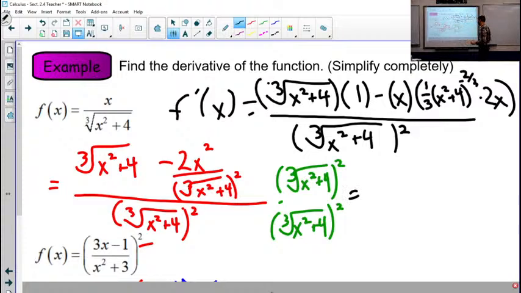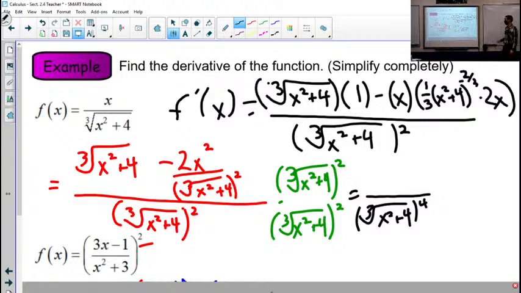All right. So over here, well, first of all, on the bottom, we're going to have the cube root of x squared plus 4. This was squared and this was squared, so now it's going to be on the bottom to the 4th power.